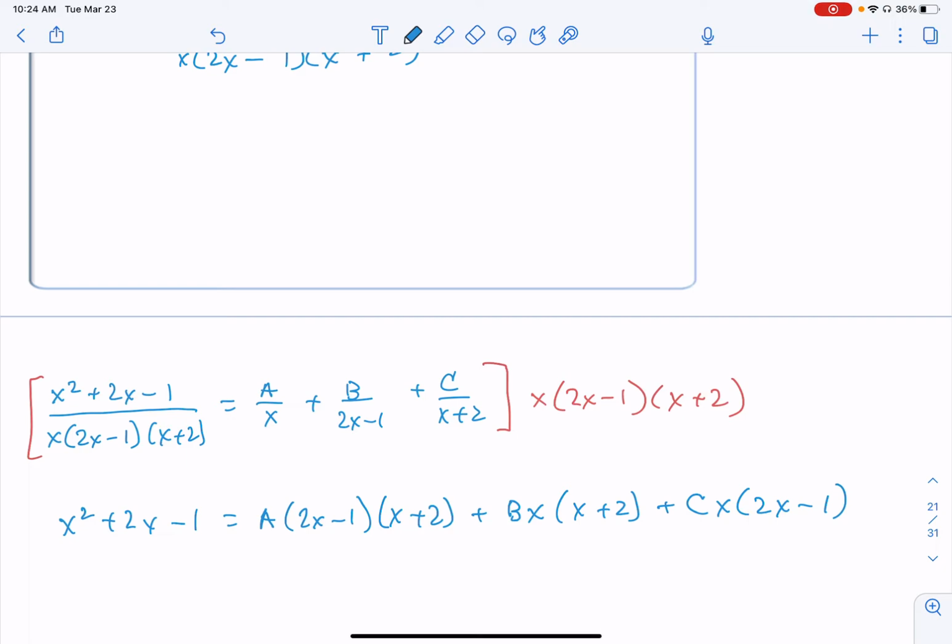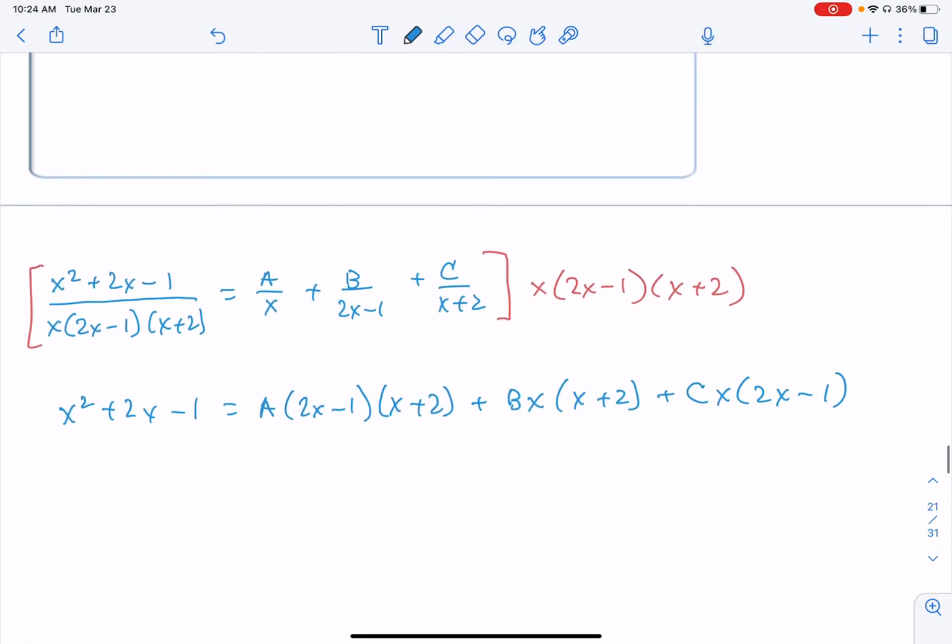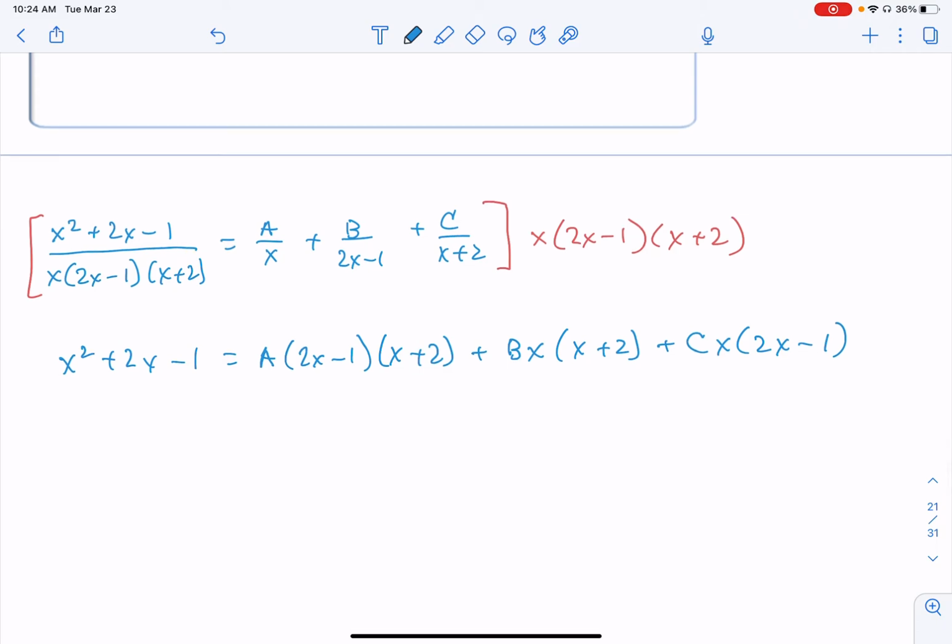Now you can see this is a lot more complicated basic equation than we've seen in the past couple of examples, which means we've got 2 options here. We can choose some convenient values, just like we did before, to make either the a or the b or the c disappear, or expand all of these things out, combine some like terms, and then equate the coefficients, 1 in front of the x squared, 2 in front of the x, and negative 1 for the constant, and then just throw it all into a matrix and be happy with it.